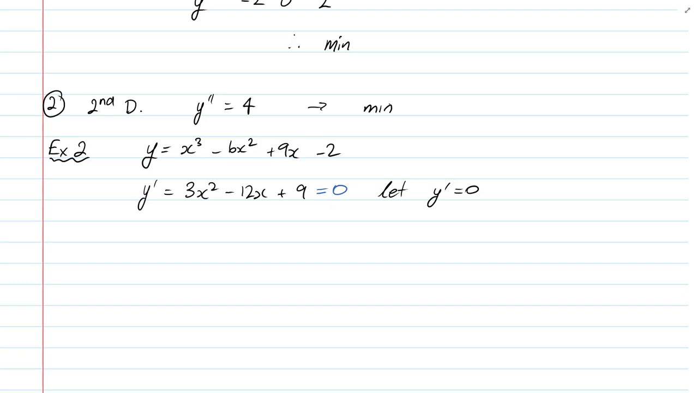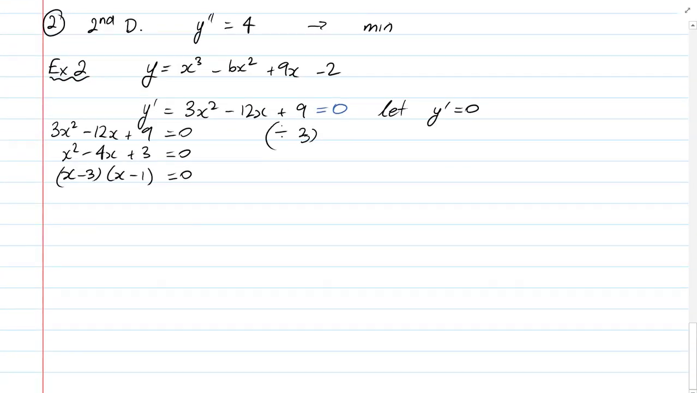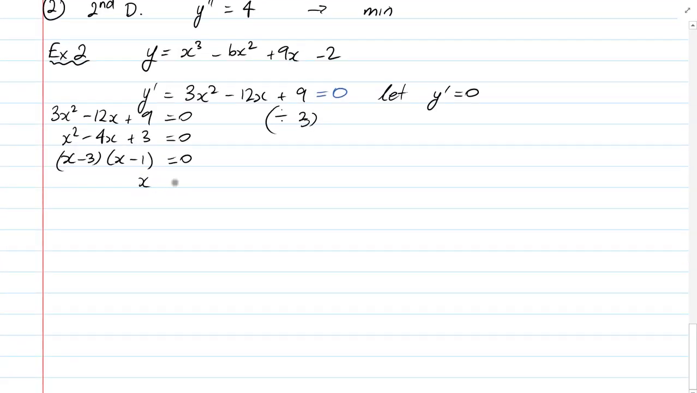And I'm also heading to having my y dash and my algebraic term on the left-hand side. 3x squared minus 12x plus 9 equals 0. I'm going to divide both sides by 3 to give me x squared minus 4x plus 3 equals 0. And this is (x minus 3)(x minus 1) equals 0. And I can solve that by saying that x is equal to 3 or 1.